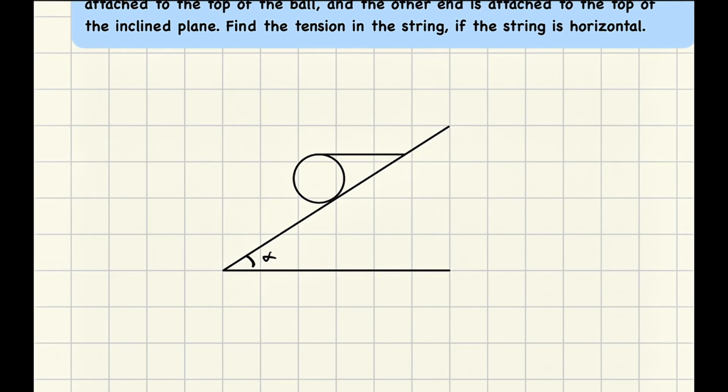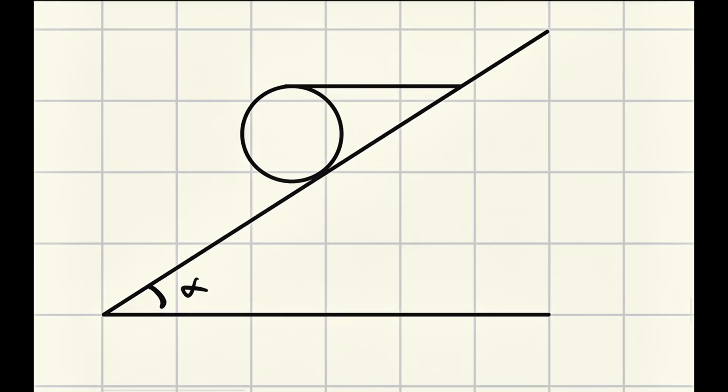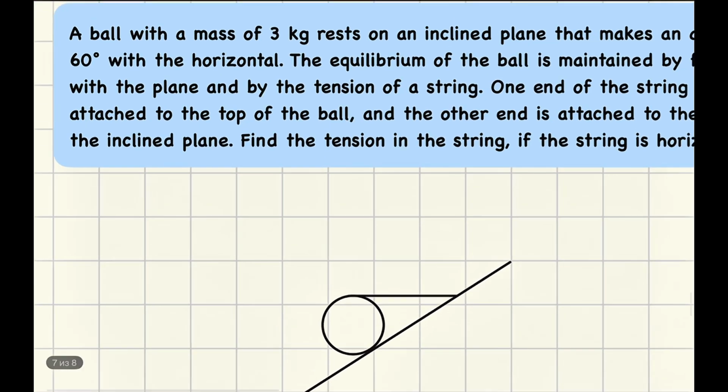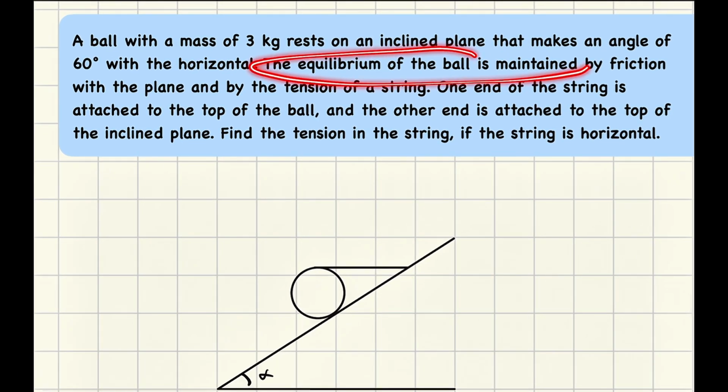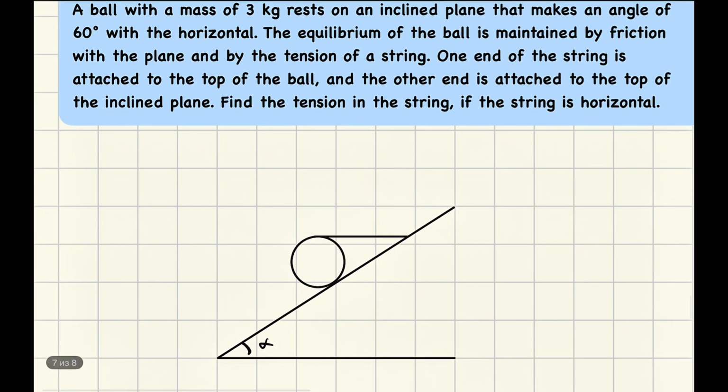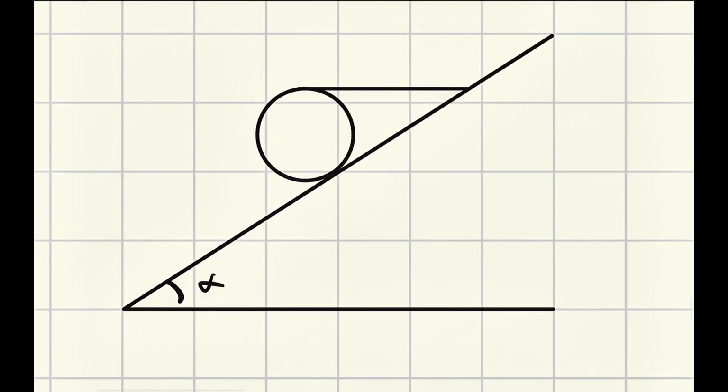Okay, so what do we have here? This is a problem about torque, which means that we definitely have some forces which are trying to rotate our ball, but as it was said before, the equilibrium of the ball is maintained. This phrase is really important because it means that our ball is not moving at all and it is not being rotated. Okay, it tells us many things. For example, that the sum of torques equals 0 and the sum of forces equals 0 as well.